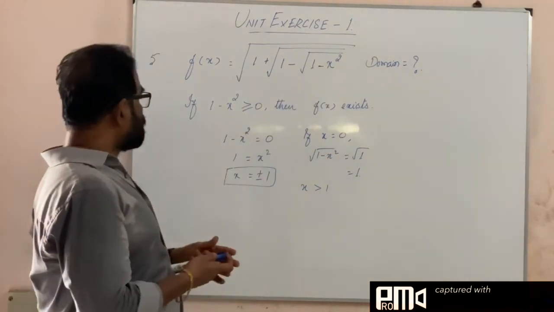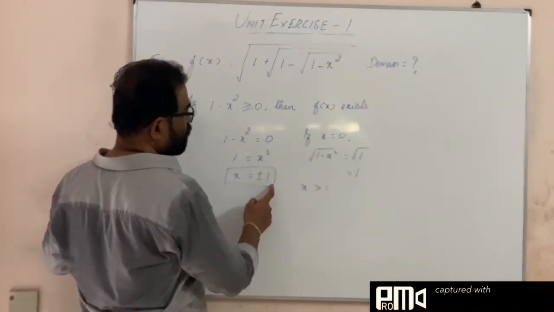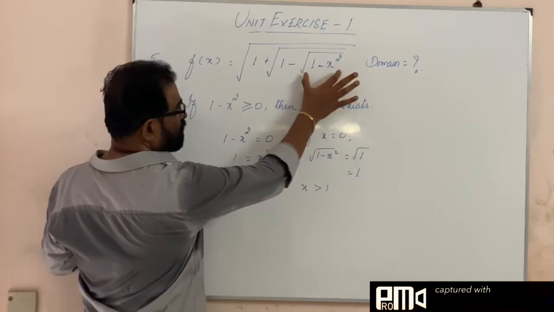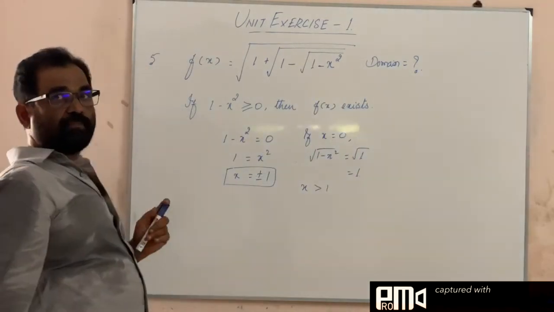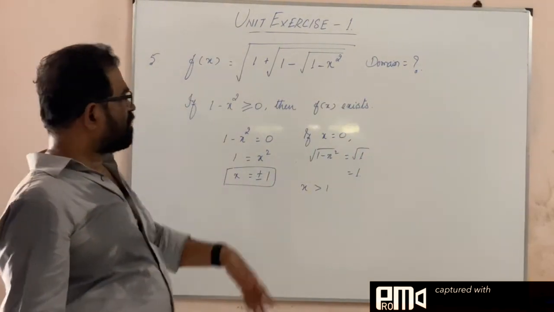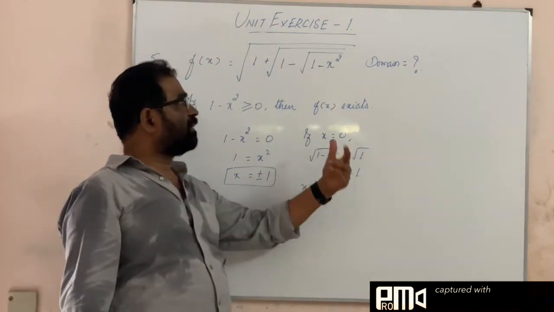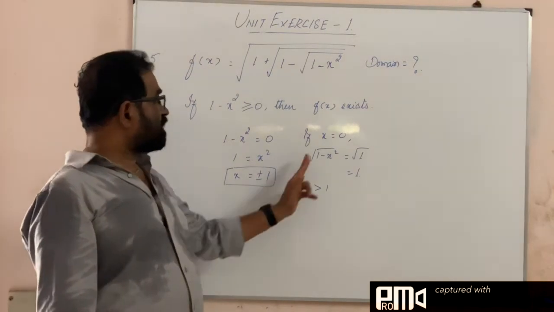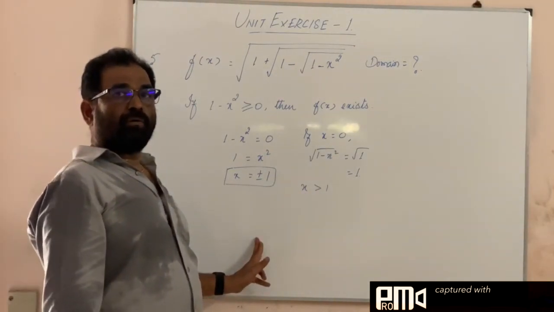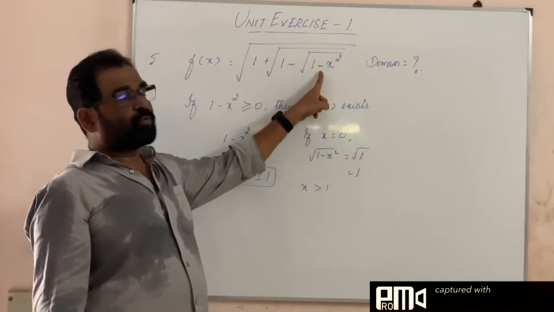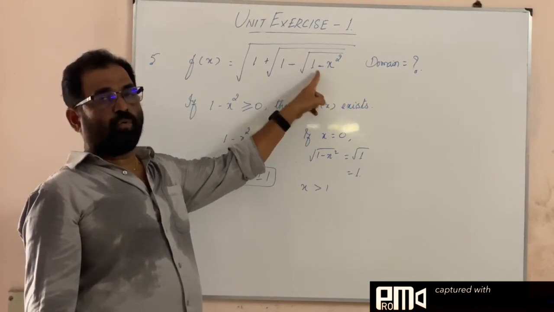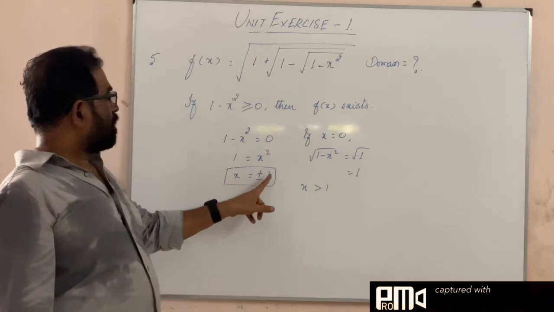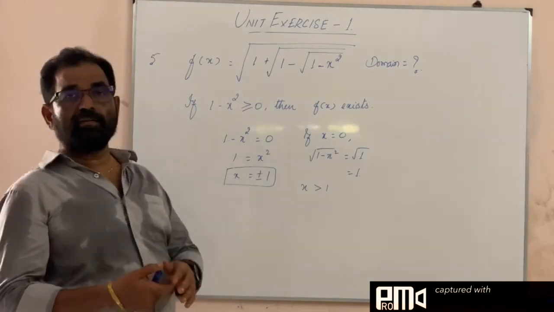So except for plus 1, minus 1 and x equal to 0, for all other values this square root does not exist. You can imagine any other value other than plus 1, minus 1 and 0. Other than these three values, the square root does not exist. So what is the domain? The domain of this function f of x is these three values: minus 1, plus 1 and 0.